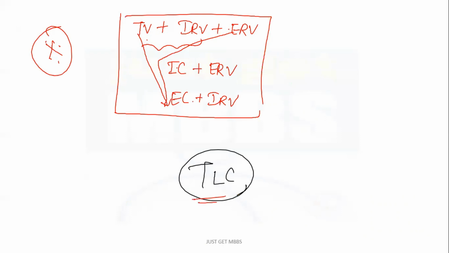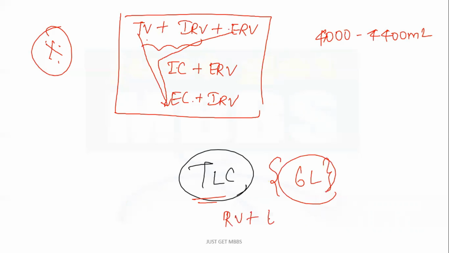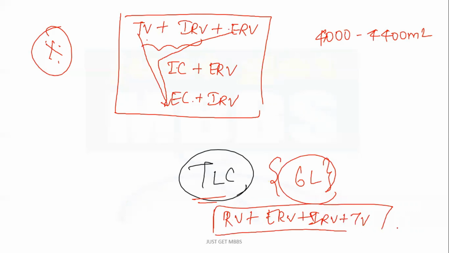And the last one is total lung capacity. It is the sum total of all the volumes. For vital capacity, the value will be in early 4000s, so I can say 4000 to 4400 ml or so. Total lung capacity is the sum total of everything, so approximately 6 liters. It is RV plus ERV plus IRV plus TV. If you add everything, approximately you will get 6 liters. Cardiac output 5 liters, total lung capacity 6 liters, right? These are the things that you must know for your exam.